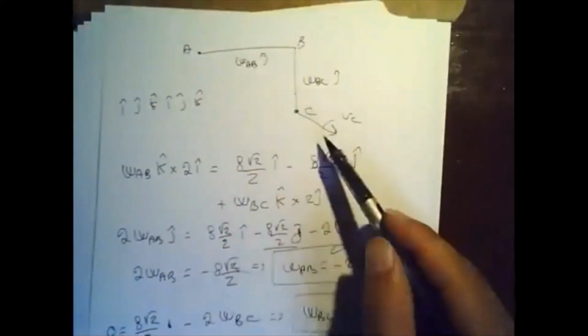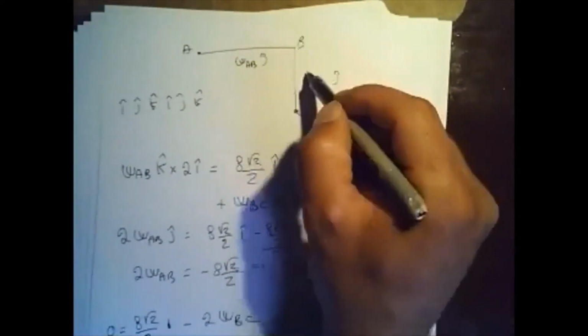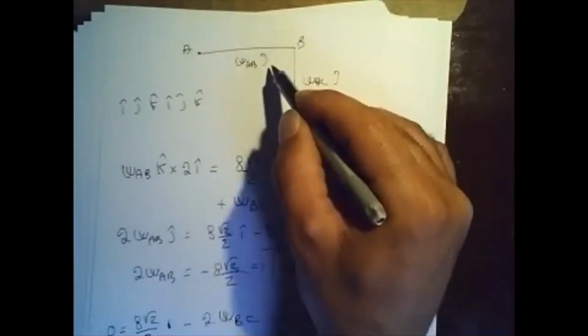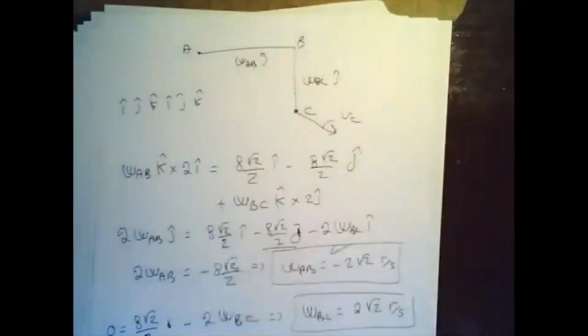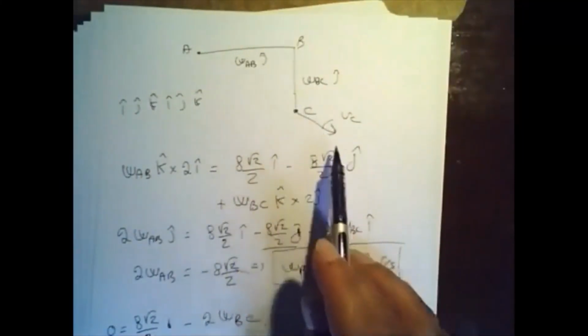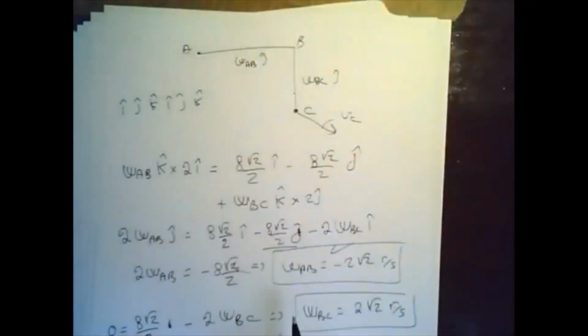If I put this here, this line is going to open up like that, and then this line is going to open down in the other way. So omega AB is actually opposite to what we assumed. As I'm pulling this down, this line is going to be rotating like this. I assumed omega AB is like that. So here we know that omega AB is equal to minus 2 square root of 2 radians per second, which makes sense. How about omega BC?